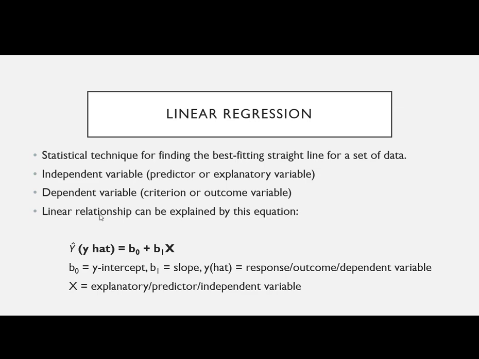We're going to look at the linear relationship, which can be explained by this equation: y hat is equal to beta naught plus beta 1 x. The beta naught is the y-intercept, beta 1 is the slope, and the y hat is the response, the outcome, or the dependent variable, and the x is the explanatory, the predictor, or the independent variable. You may recognize the point-slope formula, y is equal to mx plus b, like we learned in algebra in high school. It's the same formula. We're just using it and giving it different vocabulary.